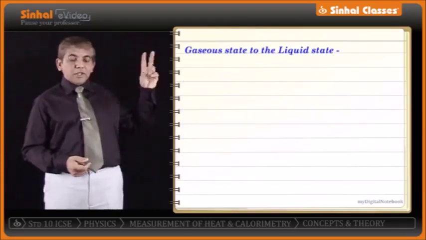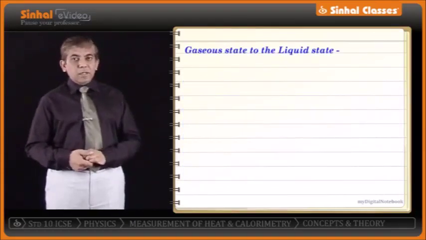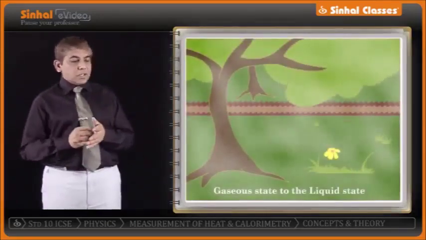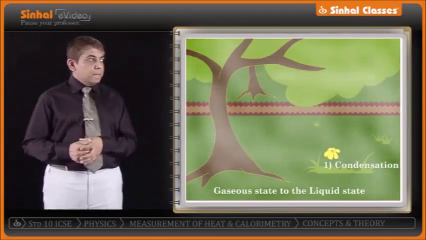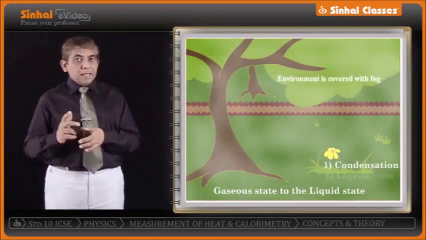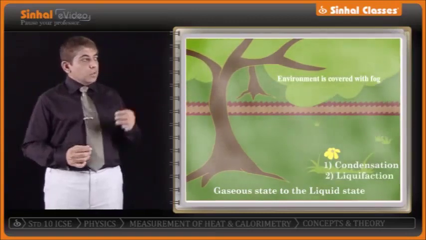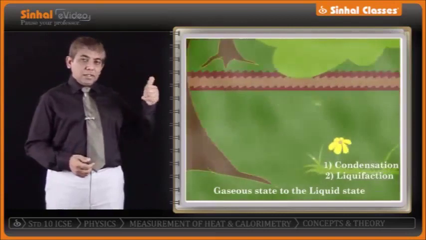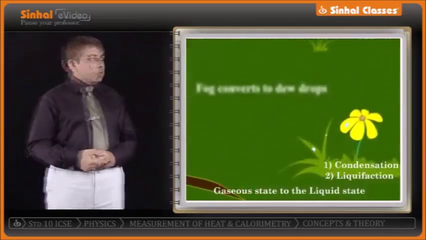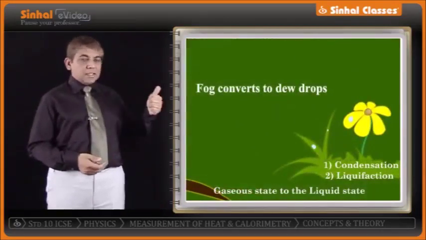Let's go from gaseous state to the liquid state. When a gas is getting converted into a liquid state, the process is called as condensation. Yes. Or it is also called as liquefaction. So we have two processes that take place when a gas is getting converted into a liquid state: condensation and liquefaction.